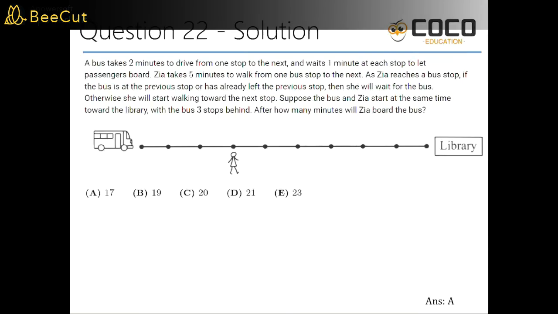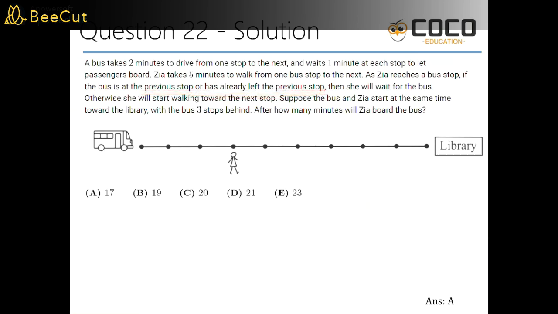Question 22. Okay, at each of the bus stops, the bus takes 2 minutes to travel and waits 1 minute at each stop. Zia will take 5 minutes to walk from one stop to the next. So they said that Zia will stop if the bus is at the previous stop or has already left the previous stop.